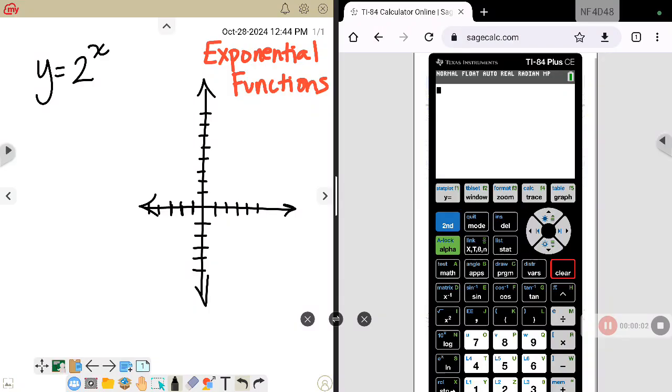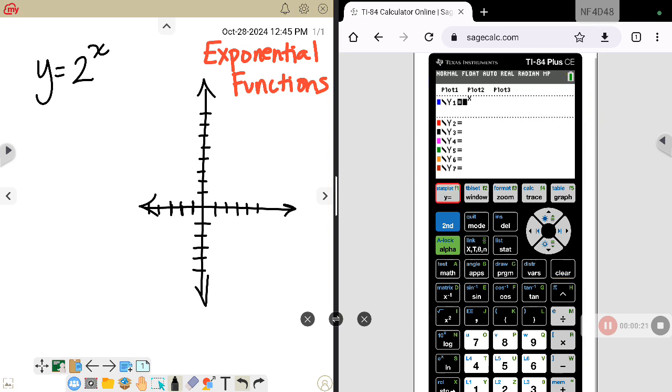In this video, we are going to start talking about exponential functions. This is a function where your x is in the exponent. The first thing we're going to do is look at what an exponential function looks like on the graph.